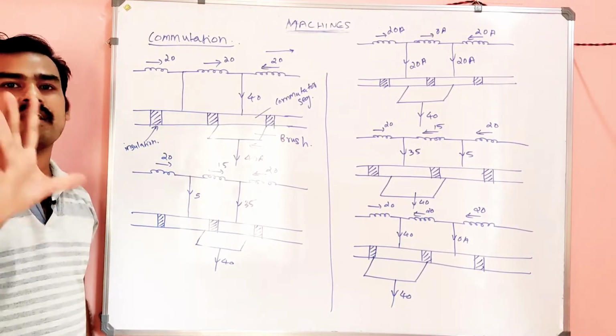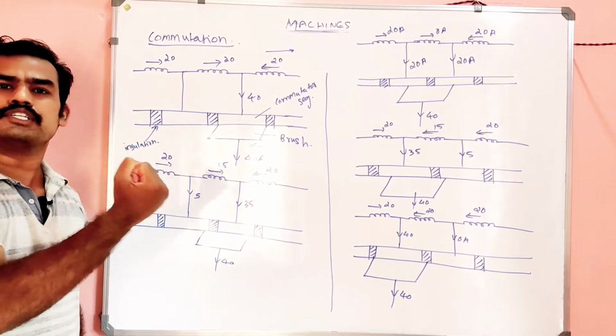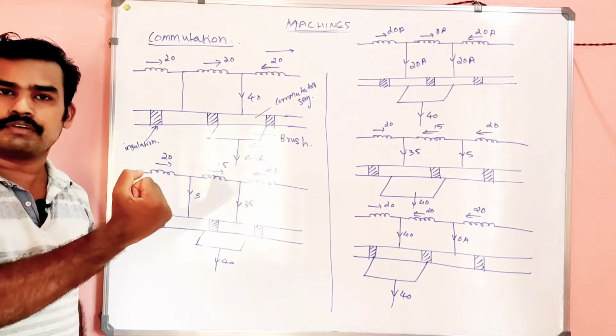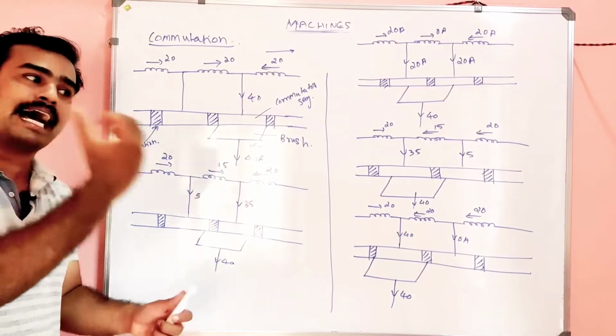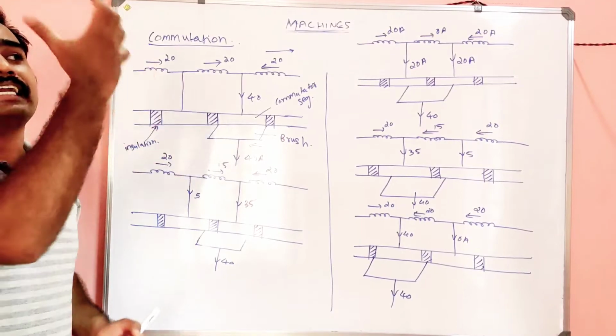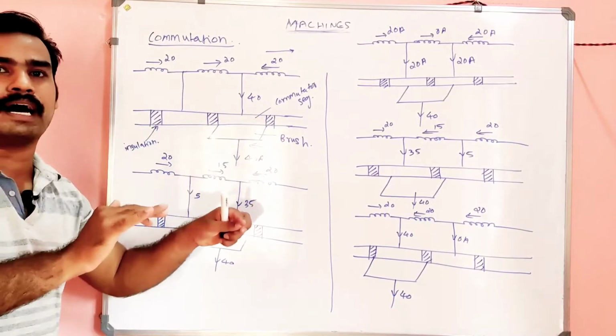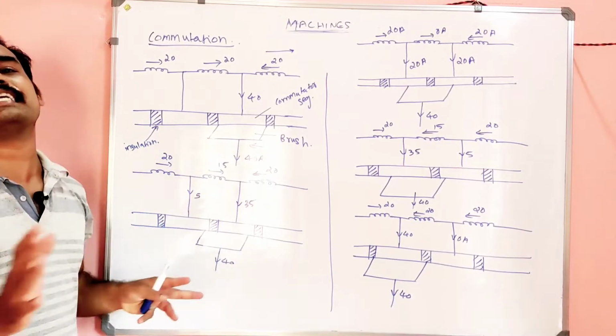400 by 4 will be 100. Each bundle consists of 100 windings. Am I correct? Each bundle consists of 100 windings, and those windings are connected in series, and each hundred are connected in parallel. Okay, that is the concept of parallel path and the conductors connection.